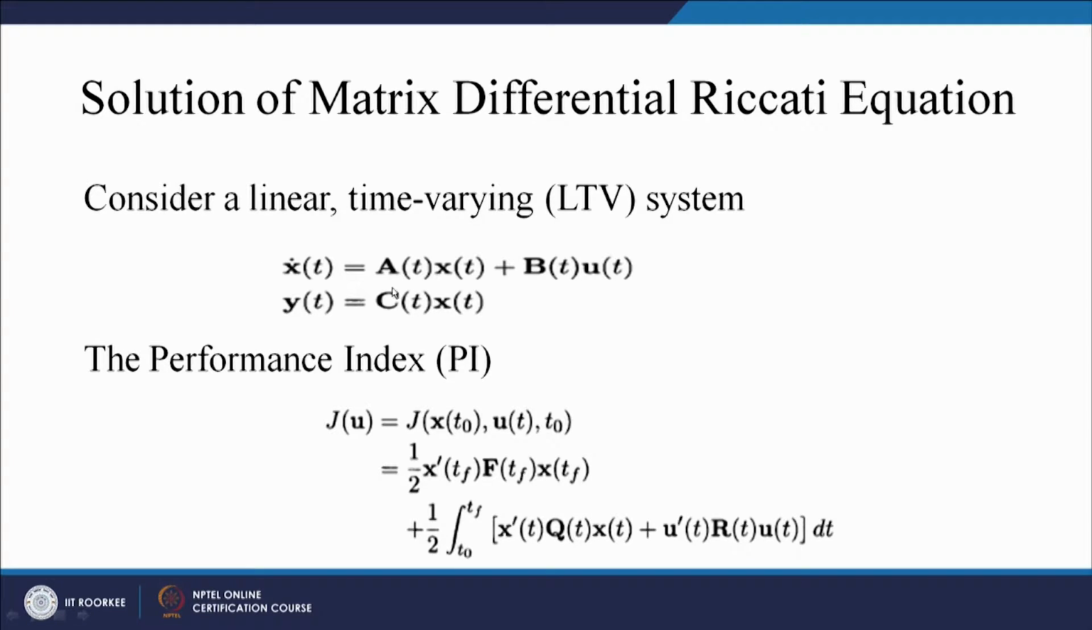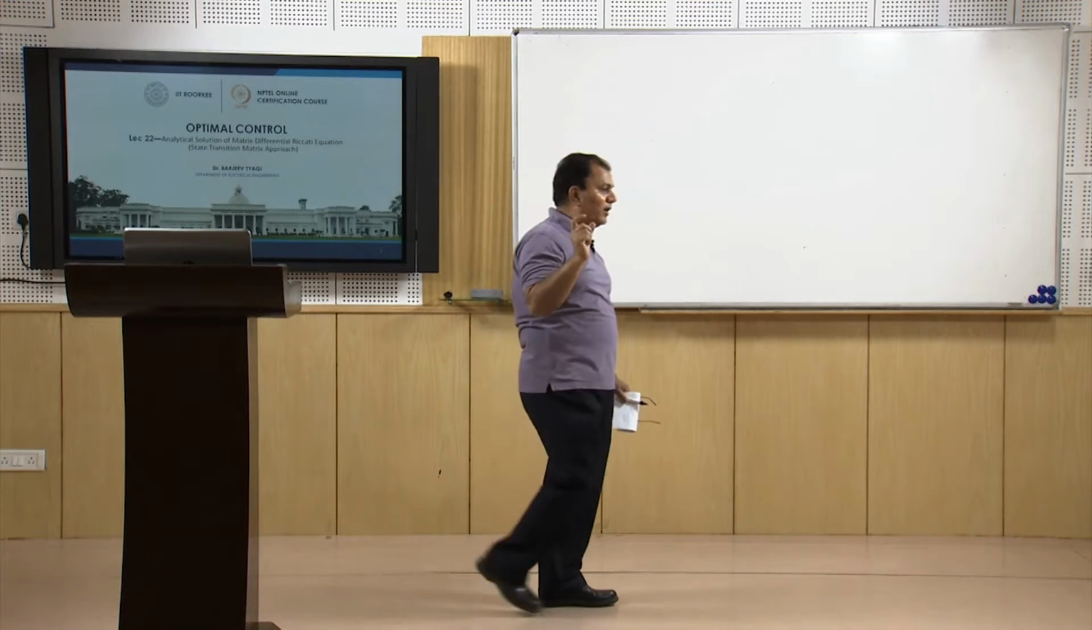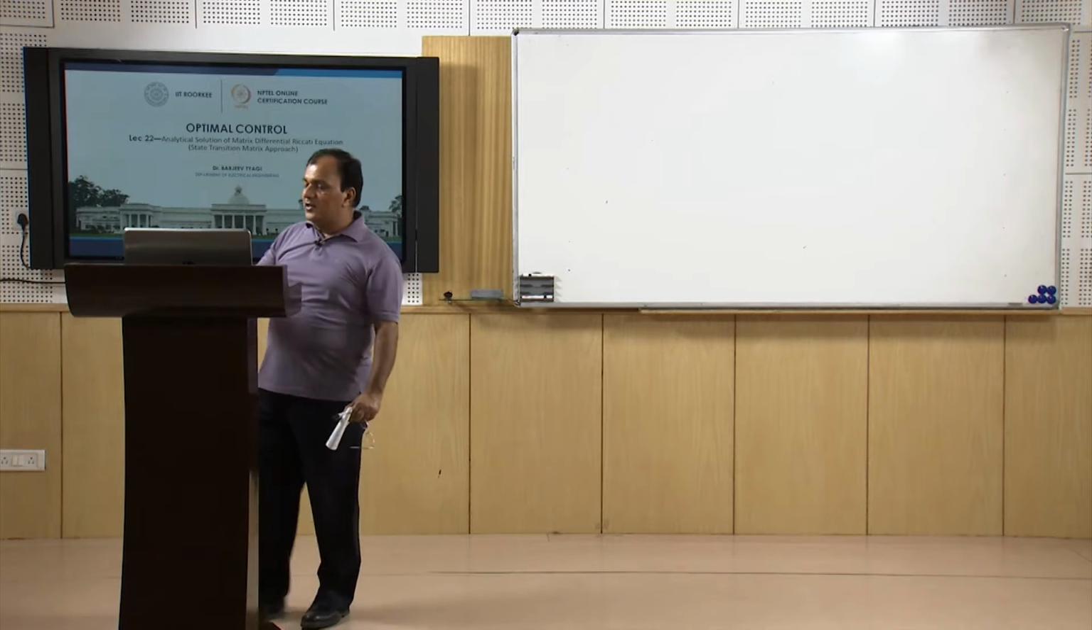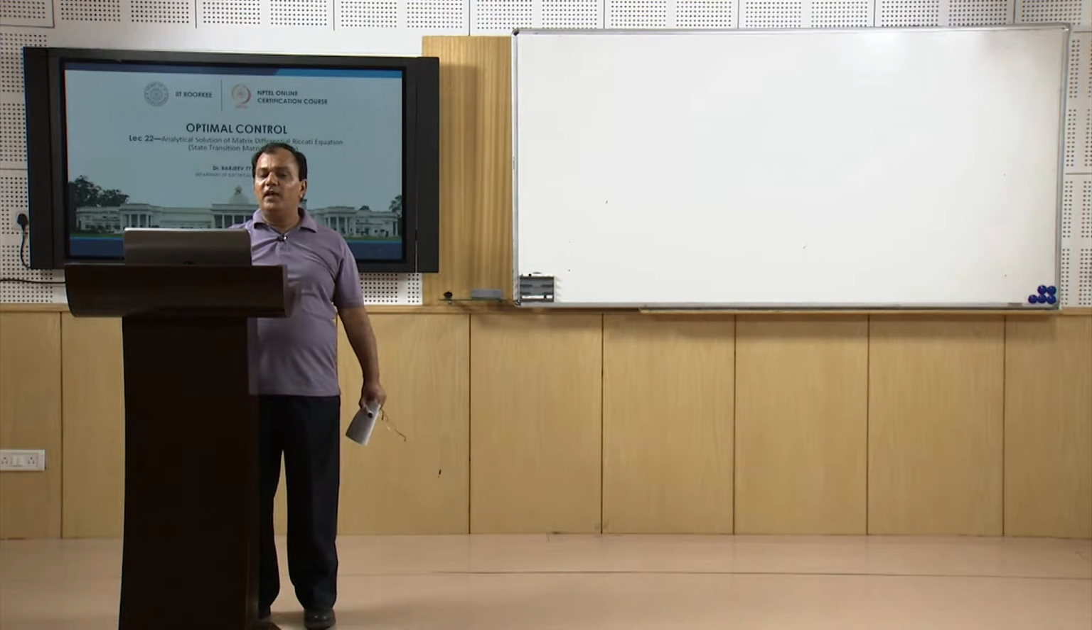If you recall, we have considered a system x dot equal to Ax plus Bu, y equal to Cx, and performance index as half of x prime(Tf) F(Tf) x(Tf) plus the integral of x prime Qx plus u prime Ru. So, first we will consider the case of a time varying system, the time varying system finite time regulator problem, in which we will encounter the matrix differential Riccati equation, and its solution we have to find out.